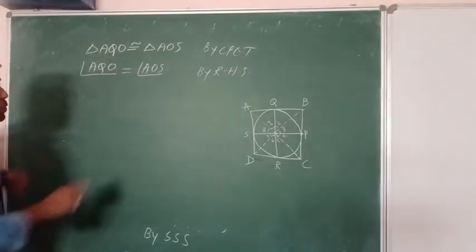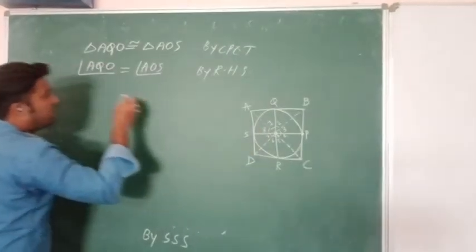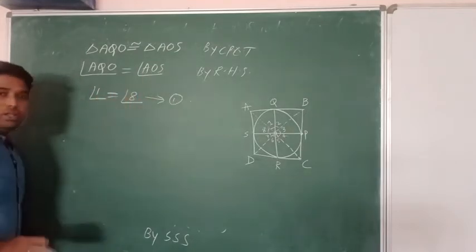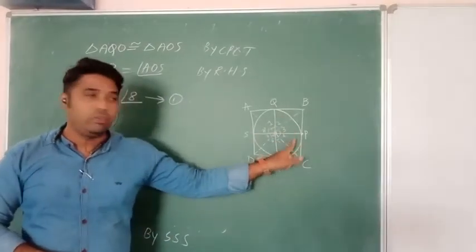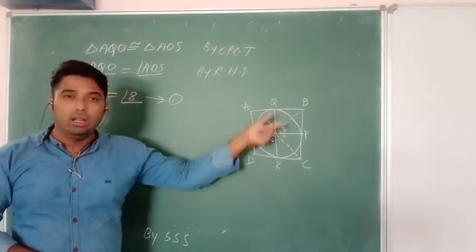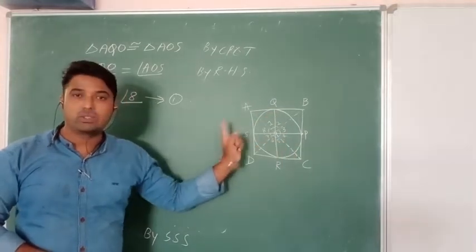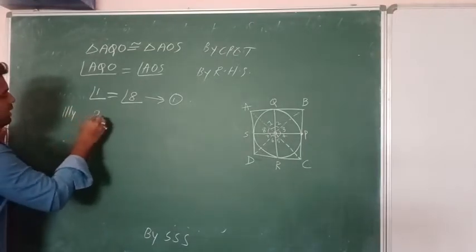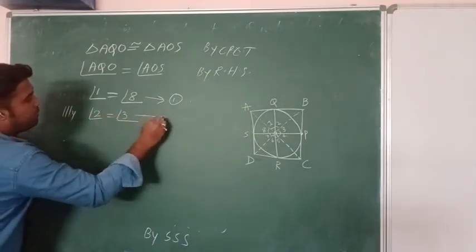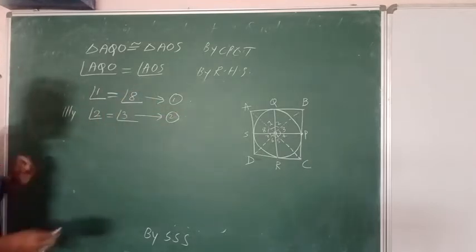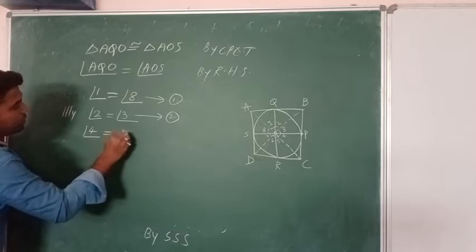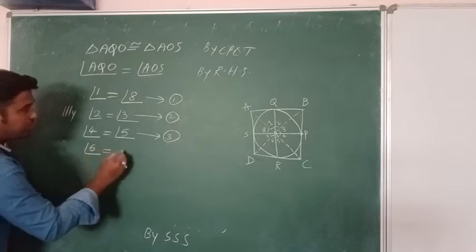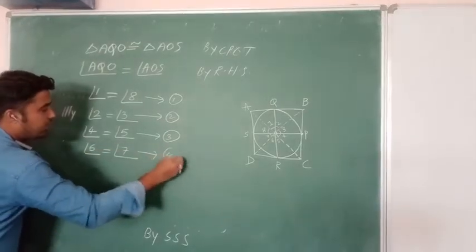Once we write like this, you can observe that angle 1 is equal to angle 8. This I can say equation number 1. Similarly, if we take these two triangles, we will get 2 is equal to 3, 4 is equal to 5, 6 is equal to 7. Angle 2 is equal to angle 3, equation number 2. Same way, angle 4 is equal to angle 5, equation number 3. Then angle 6 is equal to angle 7, equation number 4.